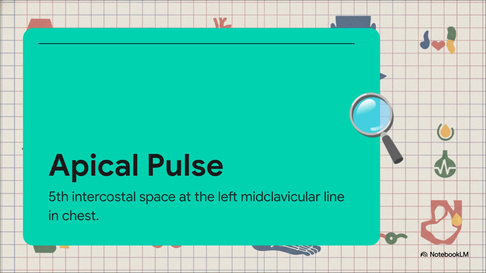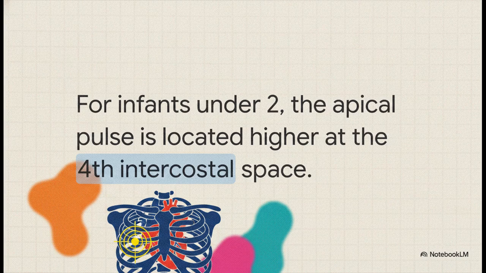Now hold on, let's zoom right back up from the foot, all the way back into the center of the chest to look directly at the heart itself. This is the apical pulse. In a typical adult, you locate this by finding the fifth intercostal space. That's the space between the fifth and sixth ribs at the left midclavicular line, right over the apex of the heart.